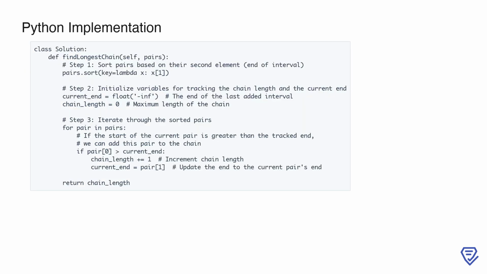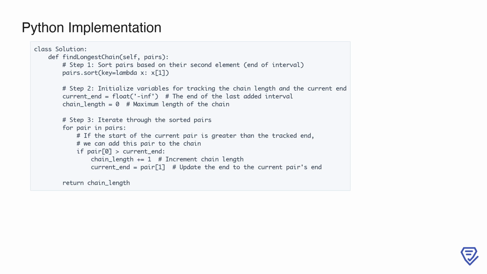The solution to the problem, maximum length of pair chain, involves finding the longest chain of pairs such that the second value of one pair is less than the first value of the next pair. Let's break the code down step by step. 1. Sorting the pairs. The first step involves sorting the list of pairs based on the second value of each pair. This ensures that pairs are considered in increasing order of their endpoints, which is crucial for identifying the longest chain greedily. The lambda function key equals lambda x: x[1] is used for this sorting.